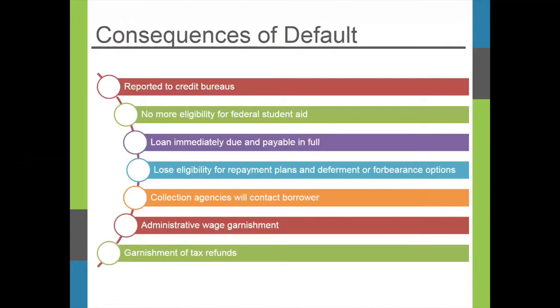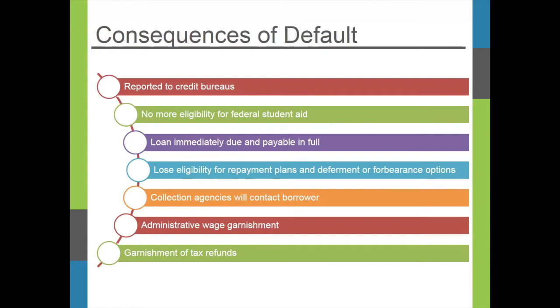So these are the consequences of default. You are reported to a credit bureau, which will then affect your credit score, and it is going to put a damper on your credit score.